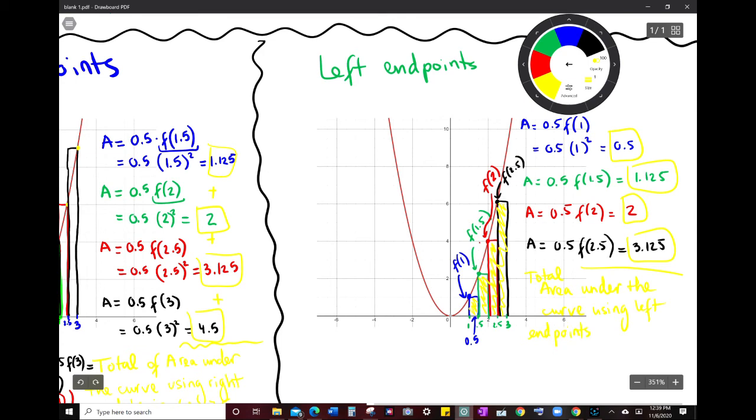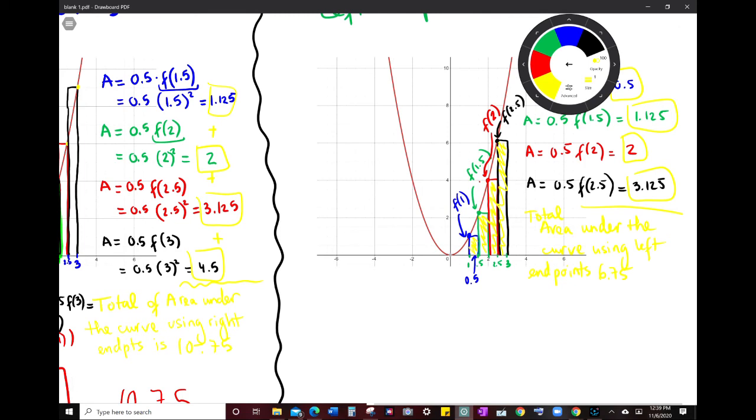Okay, I will be careful with my calculation this time. So now I have 0.5 plus 1.125 plus 2 plus 3.125. It gives me 6.75. Alright, do it one more time to make sure. So 0.5 plus 1.125 plus 2 plus 3.125. Yeah, 6.75.